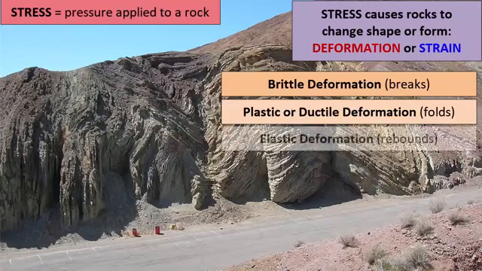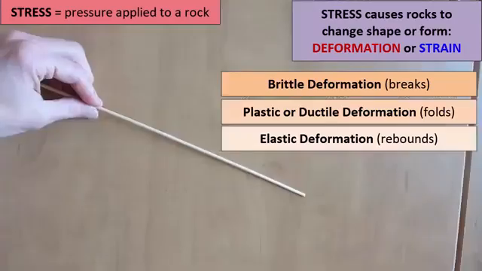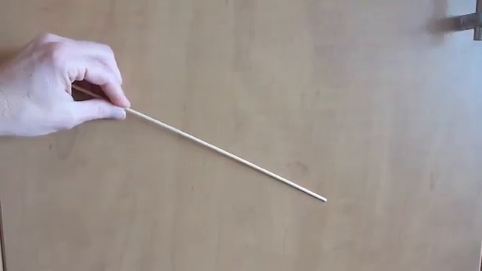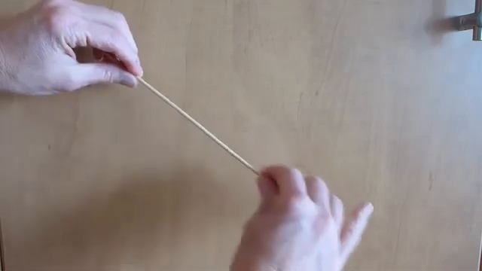And in some cases, strain or deformation of a rock isn't permanent. When the stress is eventually released, the rocks go back to their original shape. We call that type of strain or deformation elastic deformation. Here I will demonstrate all three types of deformation with a wood skewer.